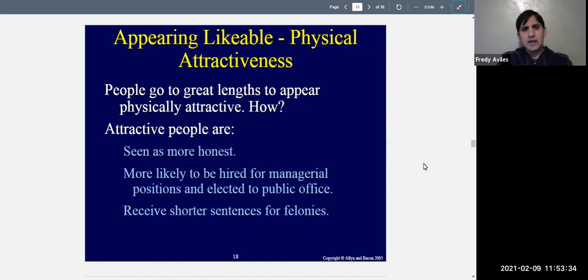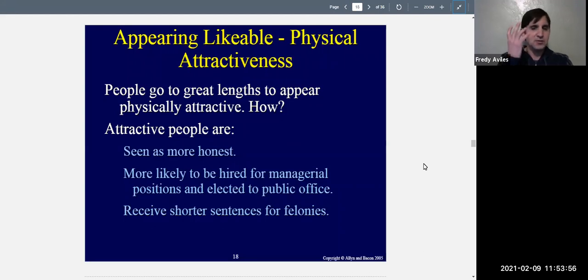Okay, so people go to great lengths to appear physically attractive. Okay, so another strategy, make sure I keep track of time here because I feel like I'm saying a lot and I got to keep track of time. Another thing you can do to make yourself likable, that's very obvious, is to make yourself more physically attractive. Physical attractiveness, okay? People go to great lengths to appear physically attractive.